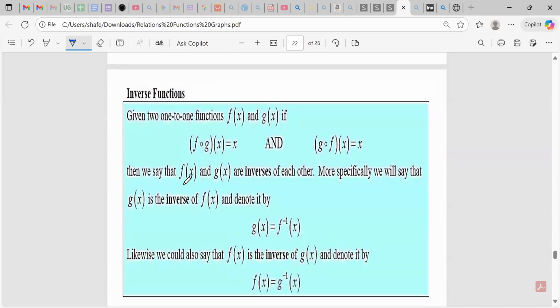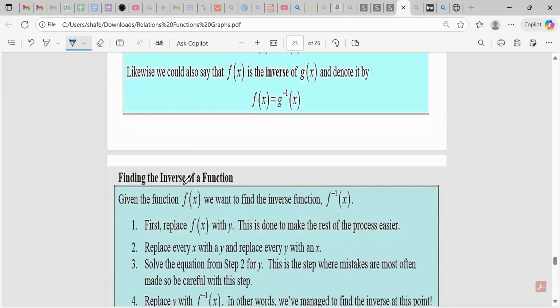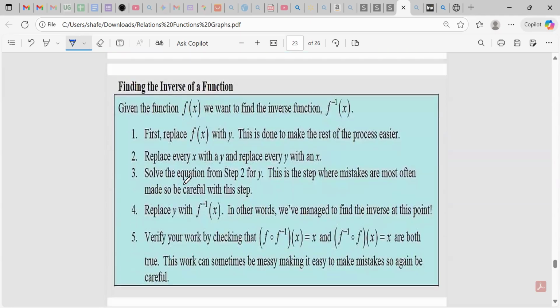Good. Skip this a little. I want to go to the process. How do you find the inverse of a function? Right? How do you find the inverse of a function? Well, this is what we do.